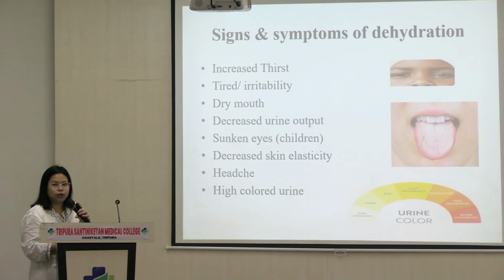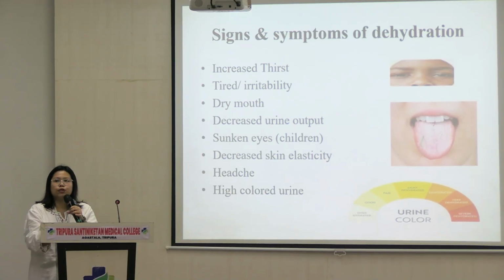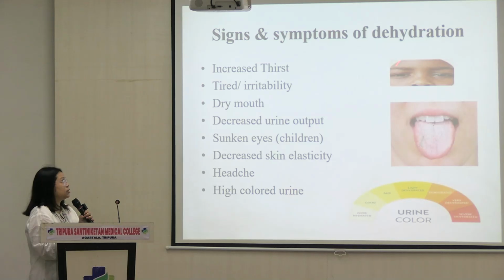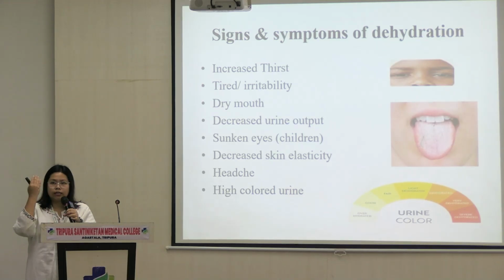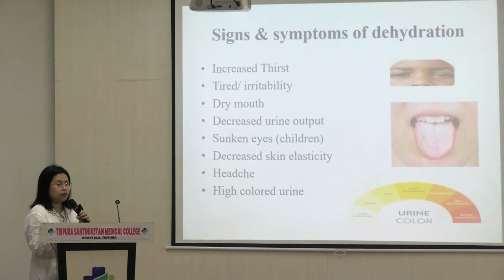Decreased urine output, like I said already. Sunken eyes, especially in children, you would see sunken eyes. That's not a good sign. The eyes are gone inside. It will look like that because of dehydration. Then headache and high colored urine.